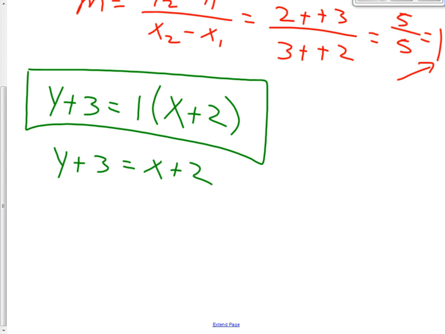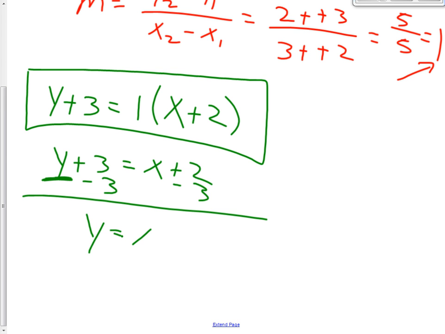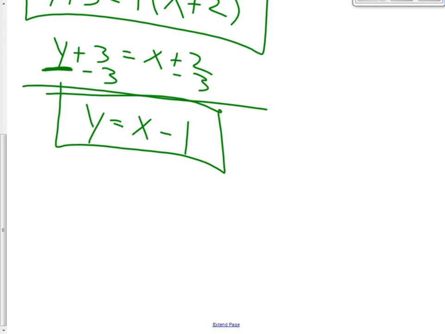Lastly, let's get this y all by itself by subtracting 3. So our answer here is y equals x minus 1. Here is our answer number 2 for slope-intercept form. Answer number 3, let's get standard form.